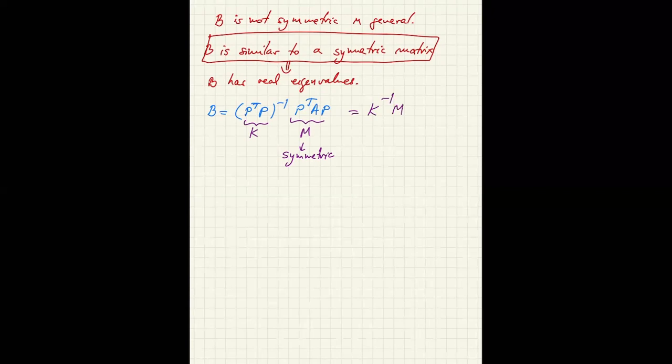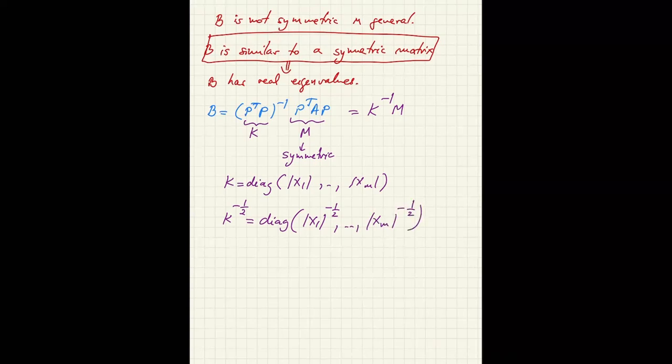K is a diagonal matrix with cardinality of x1, up to cardinality of xm. I define K to the power minus 1/2 to be the matrix whose diagonal entries are cardinality of x1 to the power minus 1/2, up to cardinality of xm to the power minus 1/2. And now from the equation, we have B equals K inverse M.